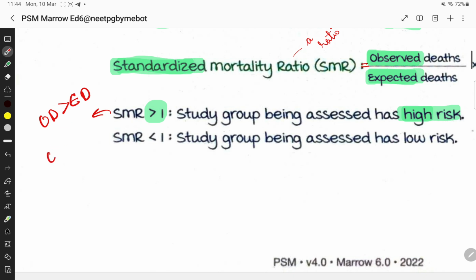And if the observed death is less than the expected death, then SMR is less than 1. Standardized mortality ratio is less than 1. This means the study group being assessed has low risk.